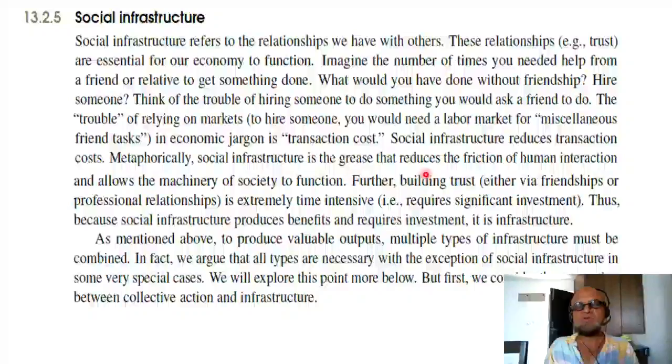Metaphorically, social infrastructure is the grease that reduces the friction of human interactions and allows the machinery of social society to function. So you're not always having relations and friendships just to save money. It's part of the way we live and function. For example, if I want to buy a new phone, I would just ask friends what they have bought and whether they are happy with it, and so on. So there is information being provided which will help me to do my thing, but that's not the main purpose of the relation that you are talking about.